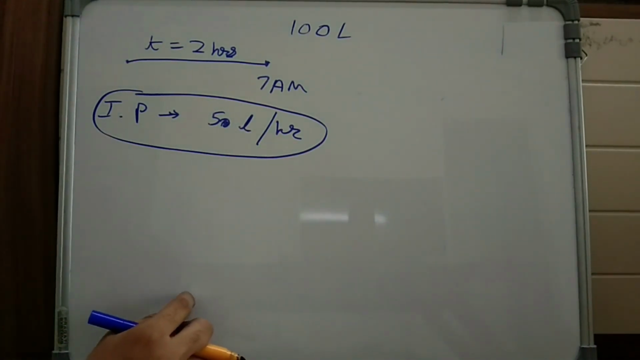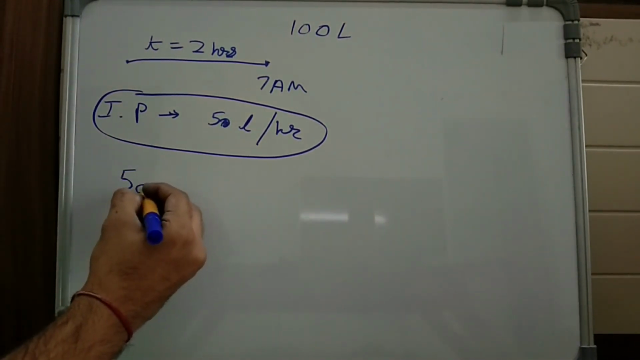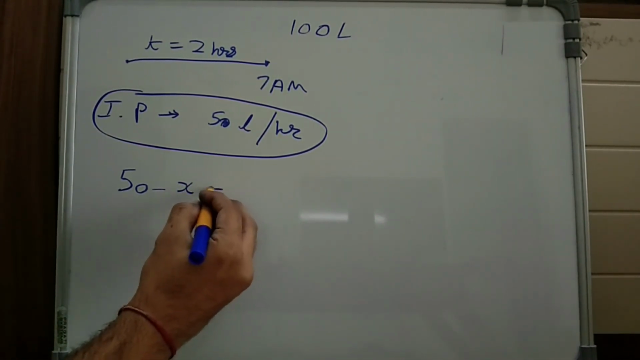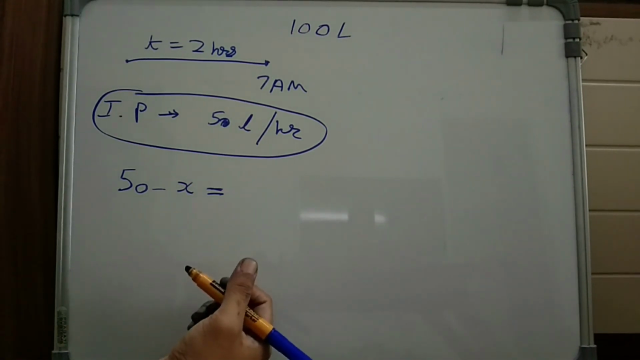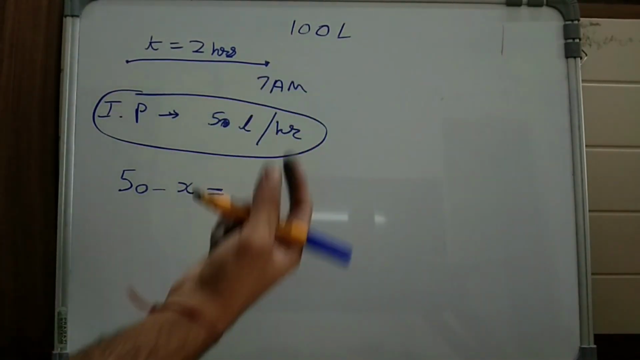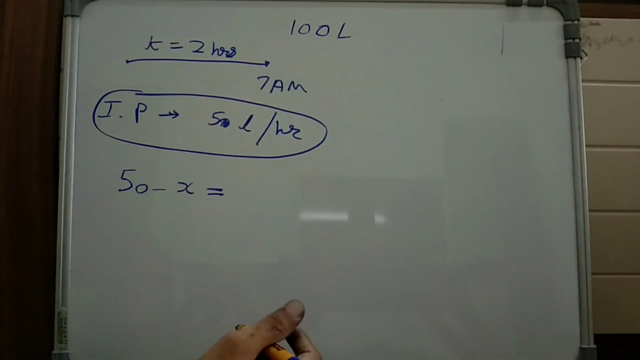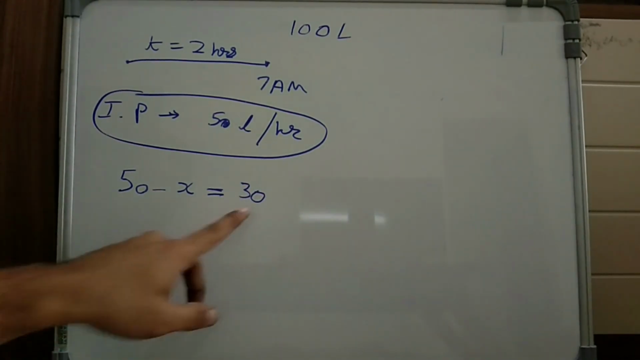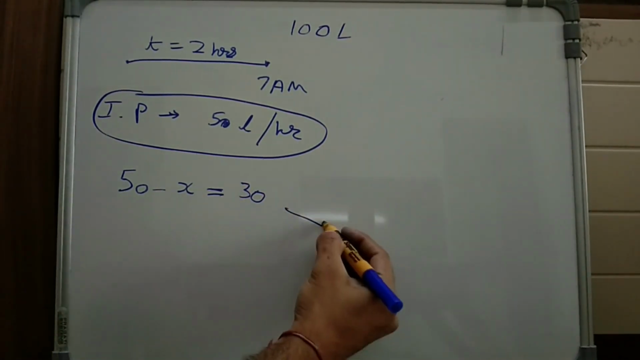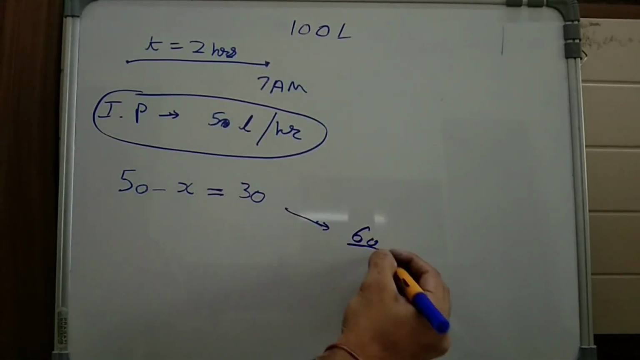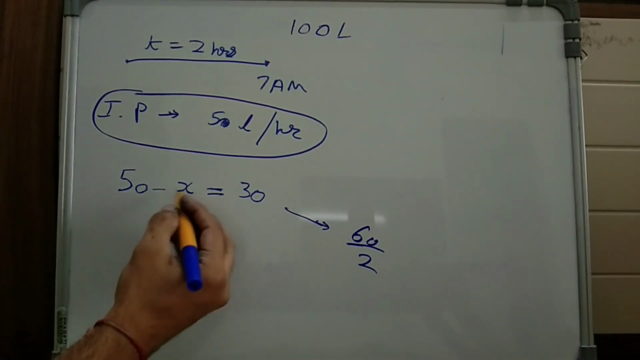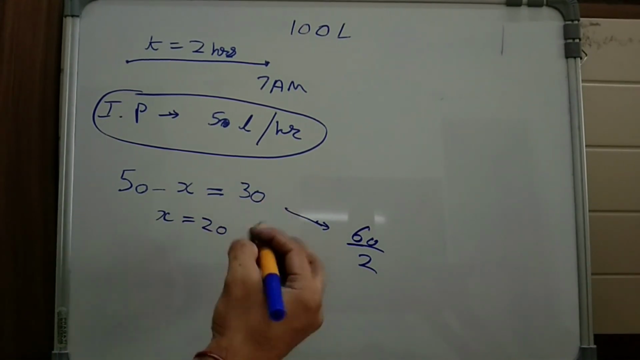Okay, now if I talk about the leak as well. So 50 liters per hour is the inlet rate. I don't know the rate of the leak, so that is X, and only 60% of the tank is full. So 60% of 100 liters is 60. Okay, so the net rate is coming out to be 30, right? Why 30? Because it is also happening in 2 hours, so 60 divided by 2, so the rate will be 30. So what will be the rate of the leak? 50 minus 30, X is equal to 20. 20 liters per hour.